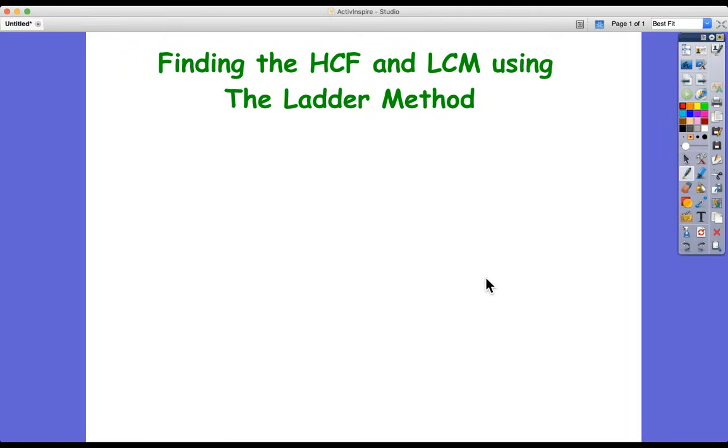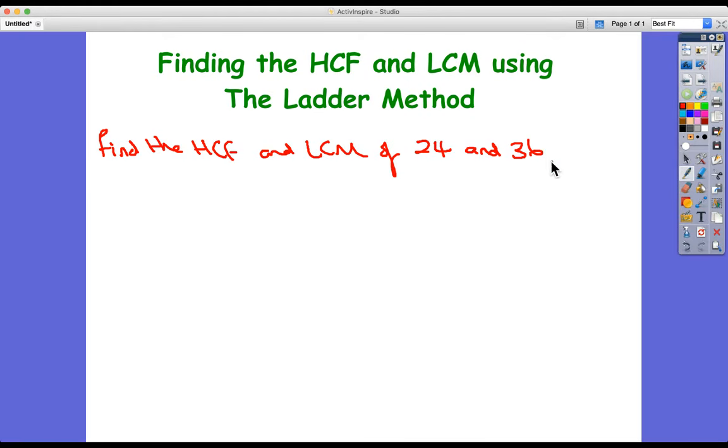Hi, in this tutorial today I'm going to be showing you how to find the highest common factor and lowest common multiple using something called the ladder method. This is a really quick way to find these two values. Okay, so the first thing that we need to do is find a question. It might be: find the highest common factor and lowest common multiple of the numbers 24 and 36.